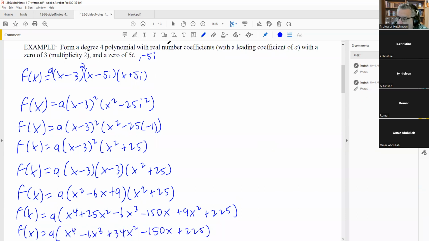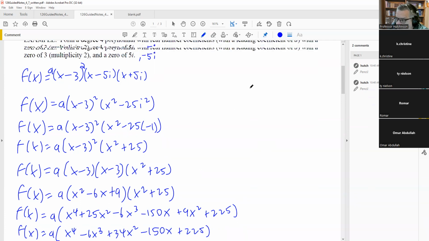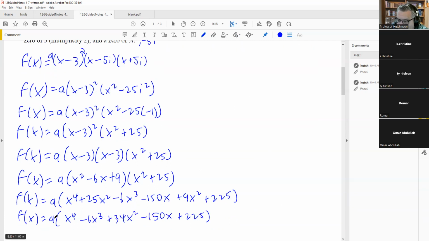It's a degree 4 polynomial. It has real number coefficients, as we see here. We have a leading coefficient of a that's out front. You don't have to multiply the a all the way through. In fact, when you do this problem, let me take a look. I believe the homework question has the a in the parentheses already out in front. I think you just have to fill in the inside one with that. So let me see here.